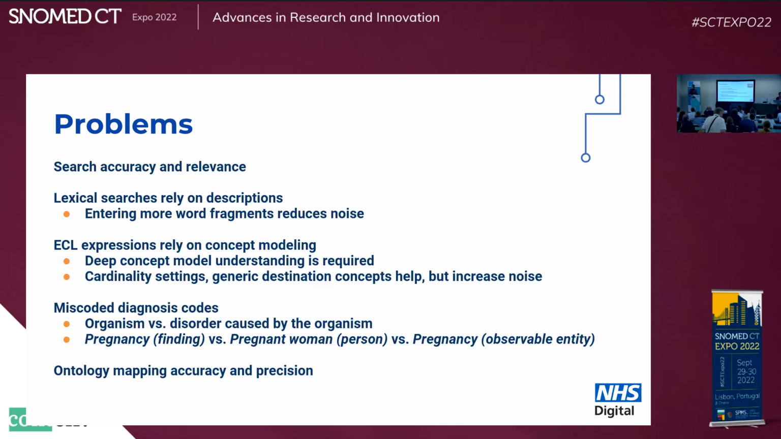At NHS Digital, we have seen that over the last 10 years, the clinicians and the GPs entered miscoded diagnosis codes in their EHR data. Things like they picked an organism instead of the disorder caused by the organism, or they picked the pregnant woman or pregnancy observable entity instead of the actual finding of pregnancy. And there are other problems in the ontology mapping space, ontology matching or alignment, where you'd like to get correctly auto-mapped results in a concept map.